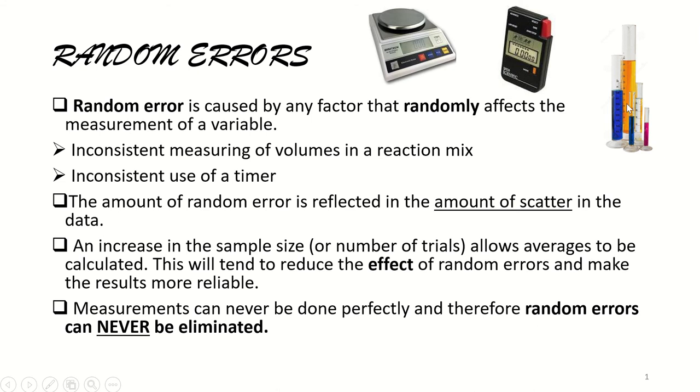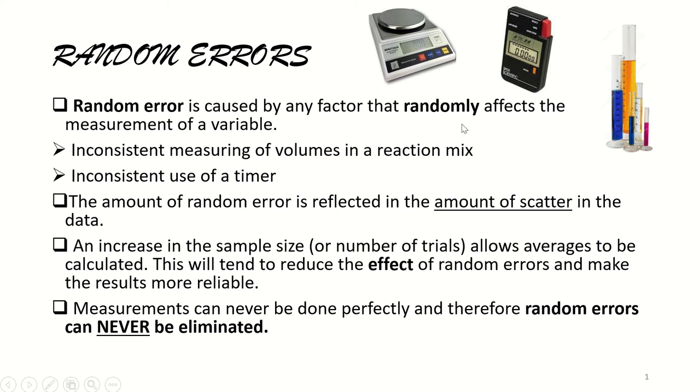So in this video, I'm going to be talking about random errors, precision, systematic errors, accuracy, reliability, and validity to help you with your experimental practical report. So, random errors are caused by any factor that randomly affects the measurement of a variable.